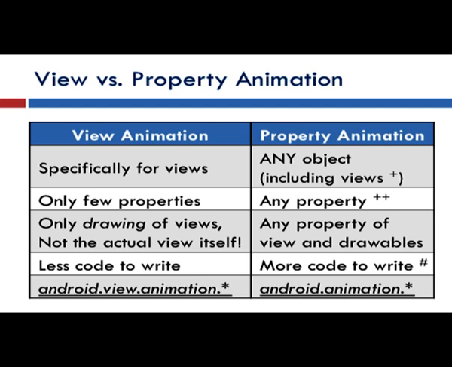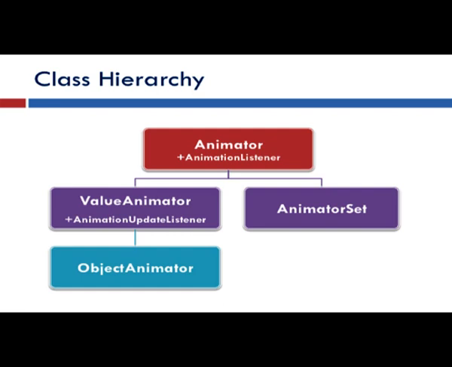So the android.animation package contains these classes. In the earlier session, you saw that Animation is the class. However, in this package, Animator is the root class, and there is the entire class hierarchy. ValueAnimator is one of the children of the Animator class. There is an AnimatorSet, and there is also an ObjectAnimator. I'll explain some of them in detail.